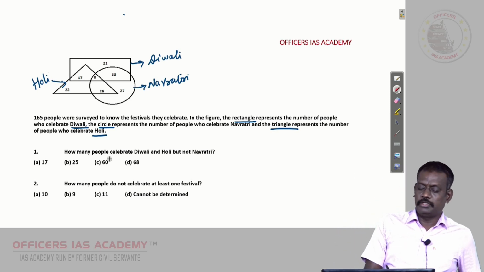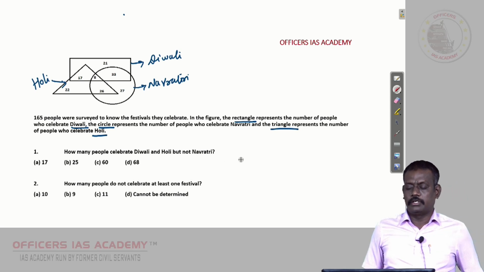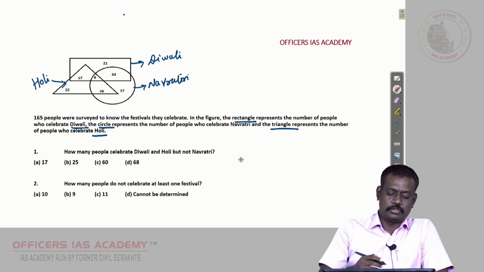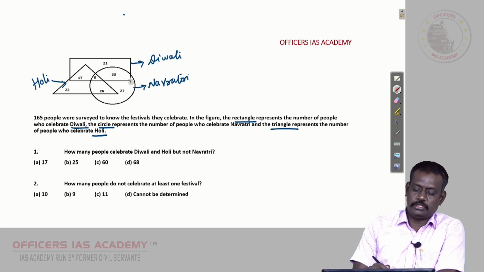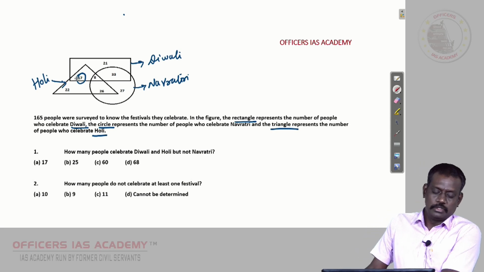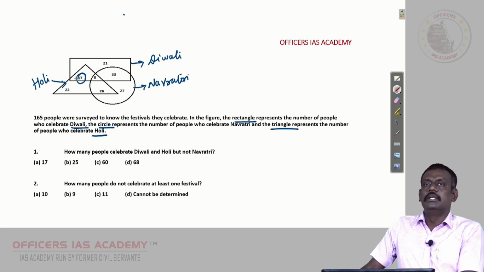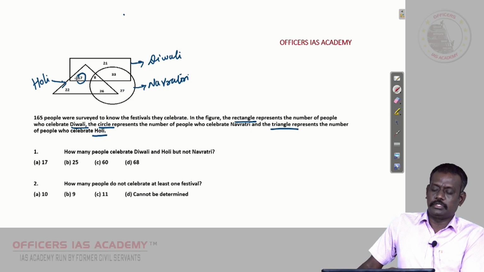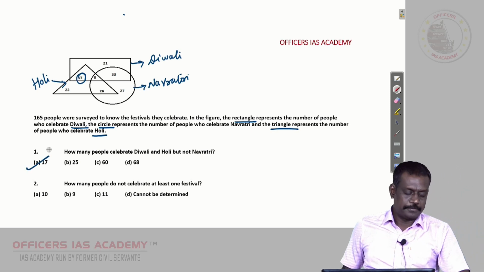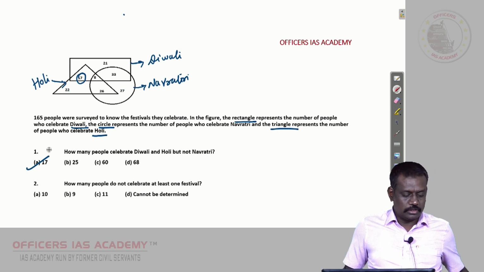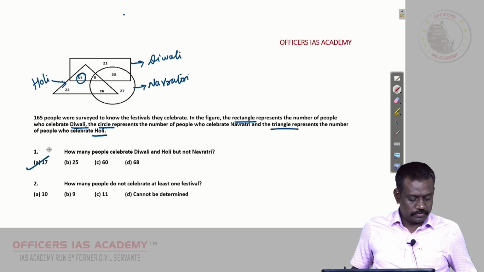So the question is, how many people celebrate Diwali and Holi but not Navratri? So Diwali and Holi should be there but not Navratri. If you see, here you have this 17. It is the intersection of the triangle and the rectangle. So Diwali and Holi but not Navratri. So the answer is A, isn't it? Okay, yes Tejaswini, very good mom, good.